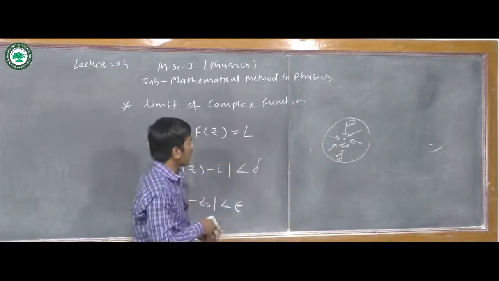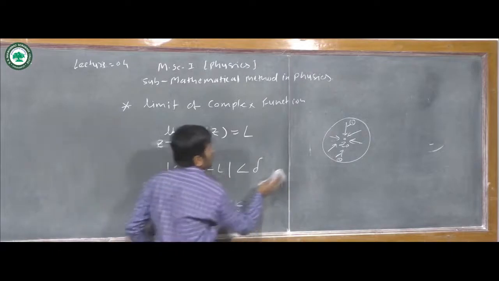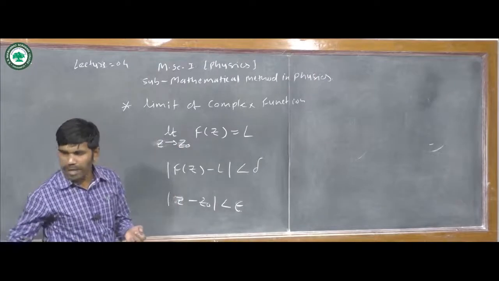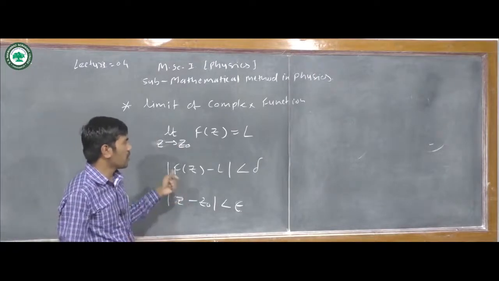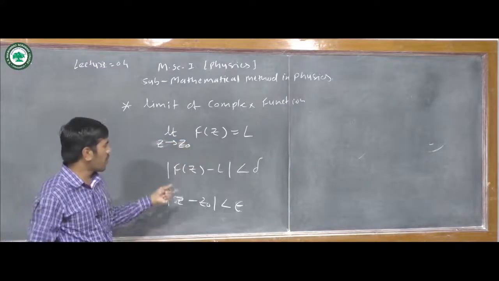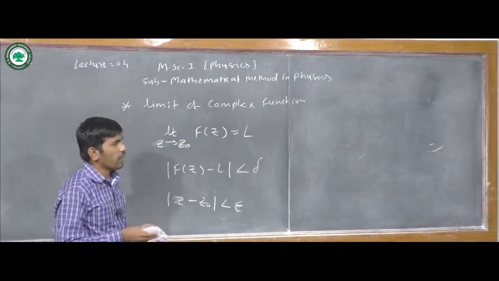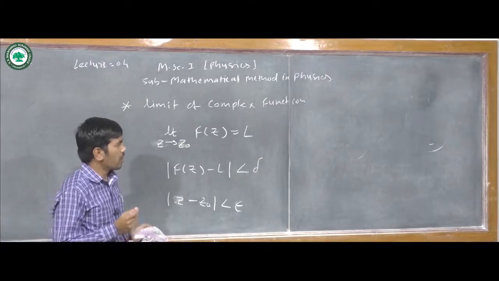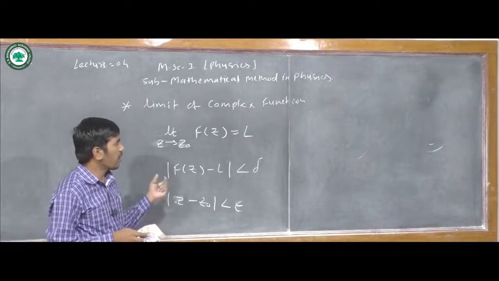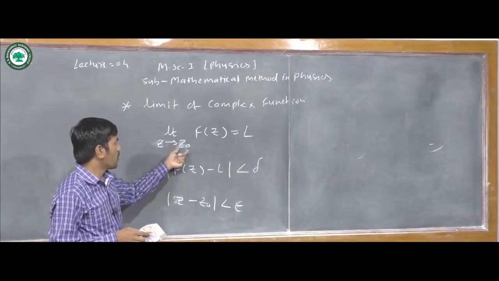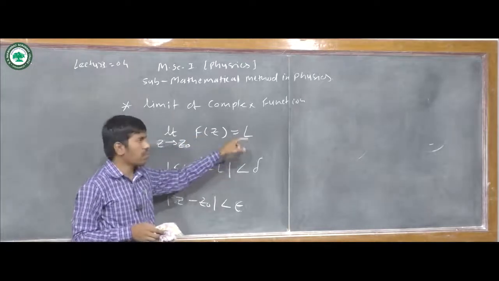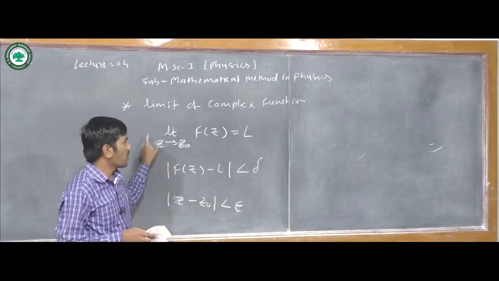Let me take one example so you can understand better. The main point is how to approach. If we take two different paths of approach, and apply the limit as z approaches z naught, and we get the same value for the different paths, then we can say this limit exists.